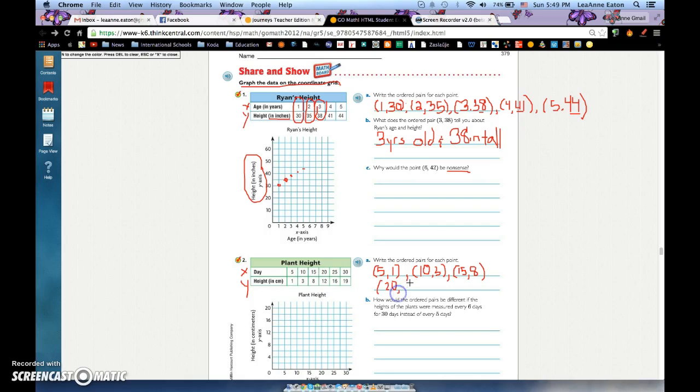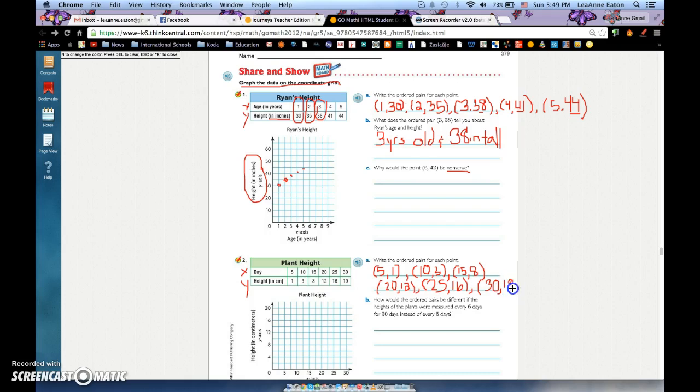And make sure when you're writing them, you're using your commas and you're using your parentheses. That way it looks proper. Eden, what's our next ordered pair? 25, 16. Ace, what's our last ordered pair? 30, 19. Okay, very good.